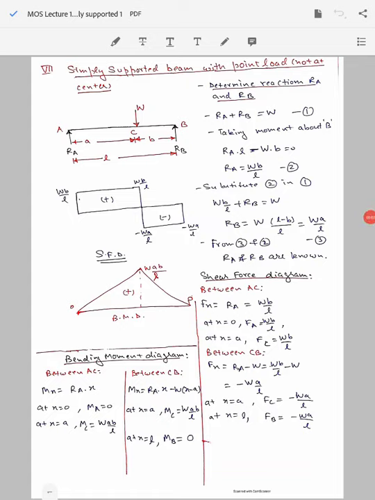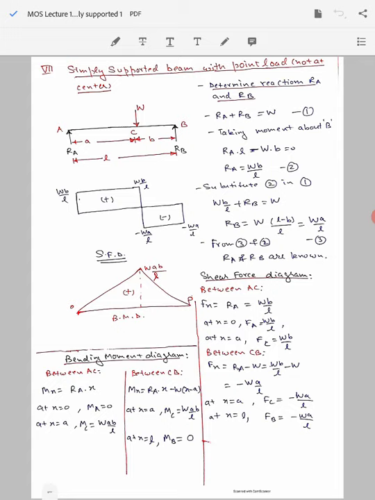Hello students. In the previous lecture we did the case of a simply supported beam with the point load at the center. In that case, obtaining the reactions at the supported ends A and B was straightforward because the reaction at A and reaction at B were both equal to half of the load applied at the center, because the load was shared at both the ends.